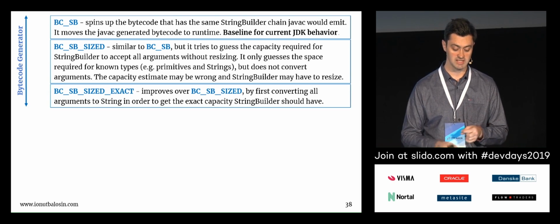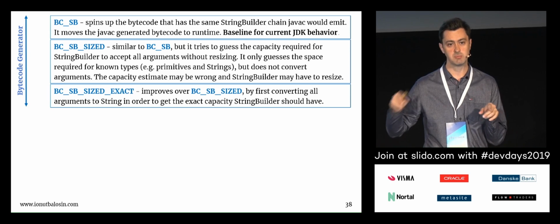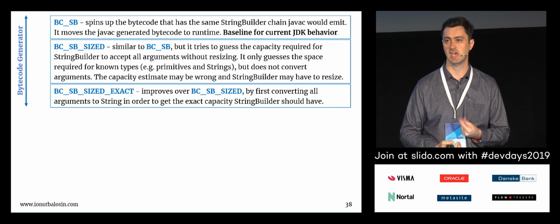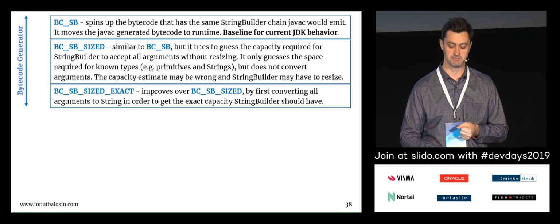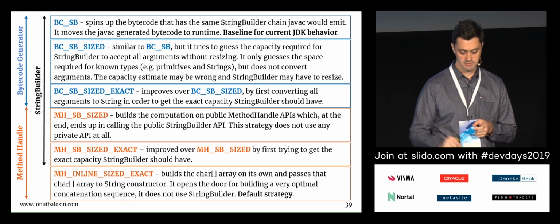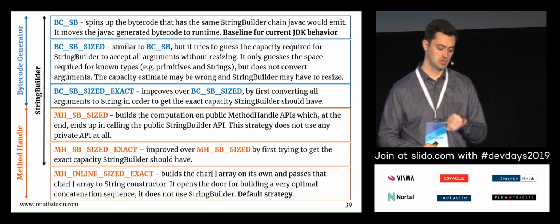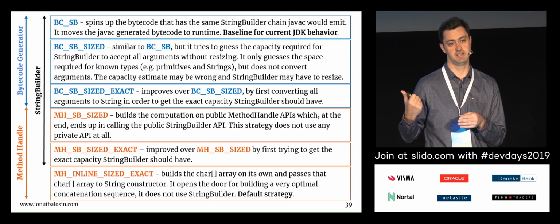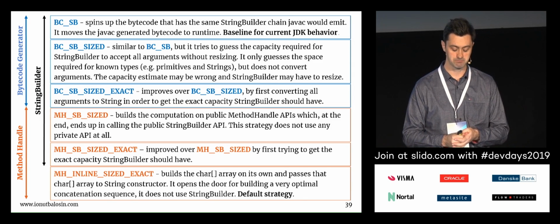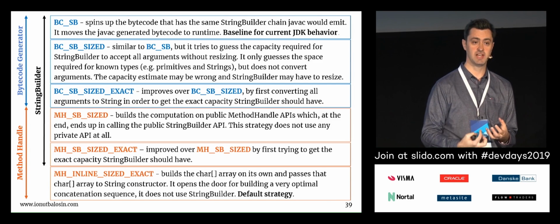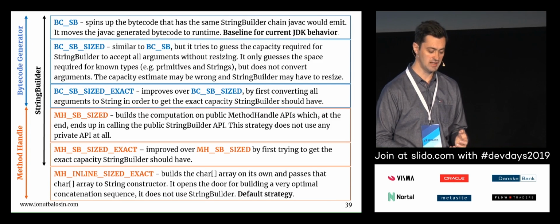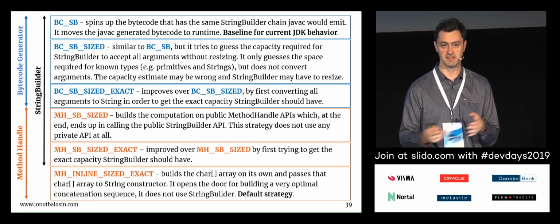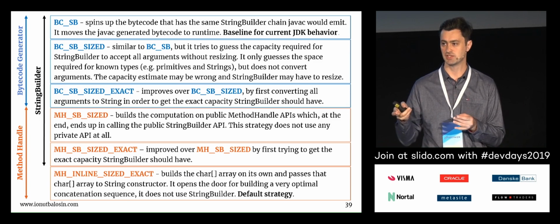And the third one creates the string, measures the length, and calls the string builder with a precise size, so avoiding any resizing during the runtime. And the last 3 categories are actually using a method handle. This method handle calls the string builder during the runtime. And the same: the first one tries to guess the size, the second one tries to create the string, takes the length, and then calls the string builder via the method handle.